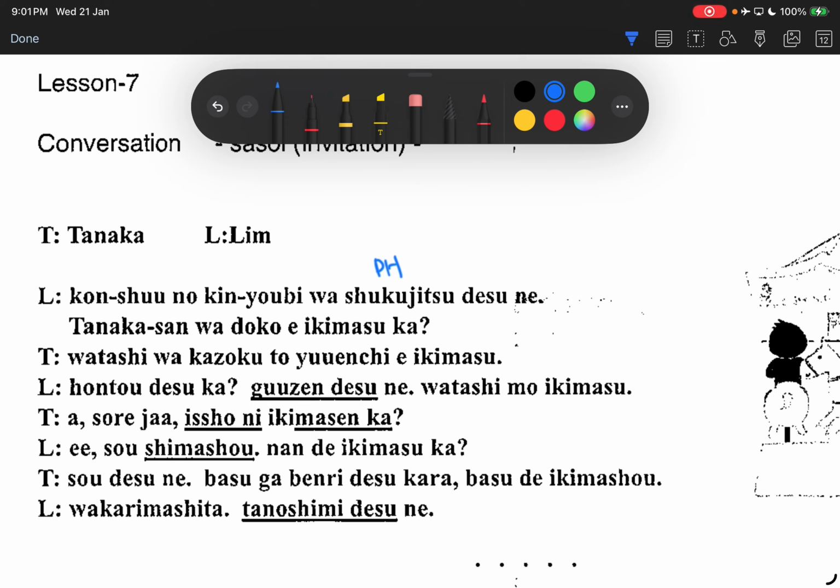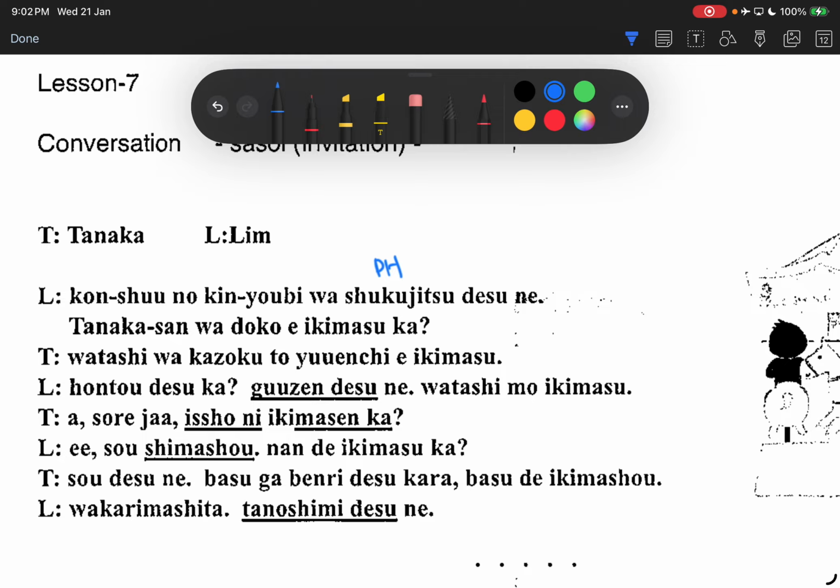Then T says, それじゃ. Any idea what それじゃ is? それ is like that, then じゃ is like so that. So it's like, ah, so then. So then, 一緒に行きませんか? 一緒に is together, 行きません means don't go, 行きませんか means don't go. Together don't go. Is that the translation here? Sounds very weird. Like in anime they like to say 一緒に行こう, is it? Okay, that one I will talk about in a while.